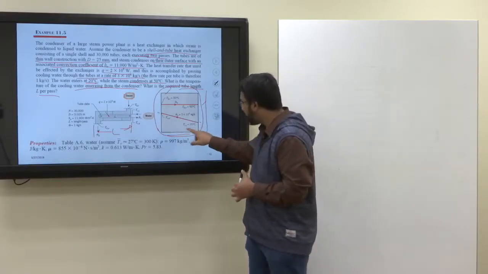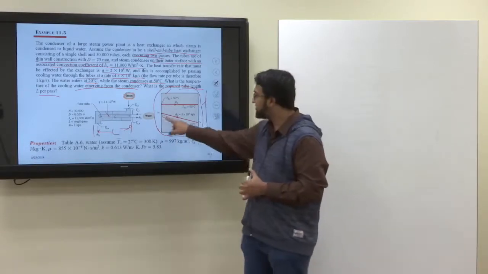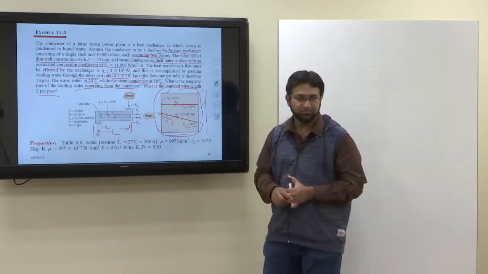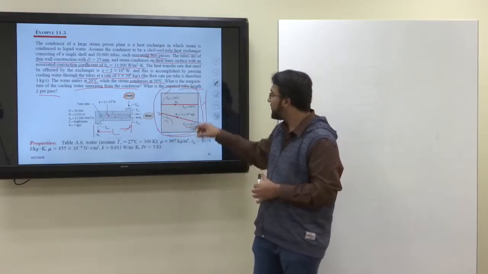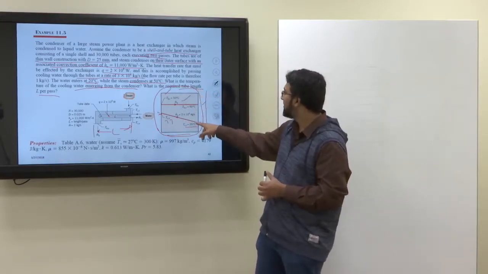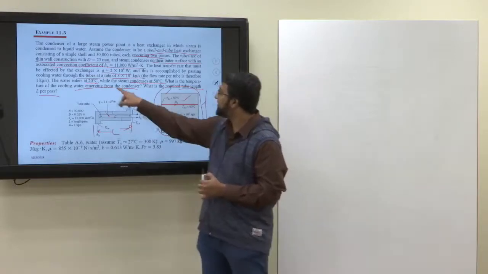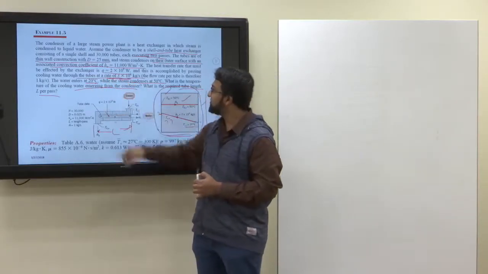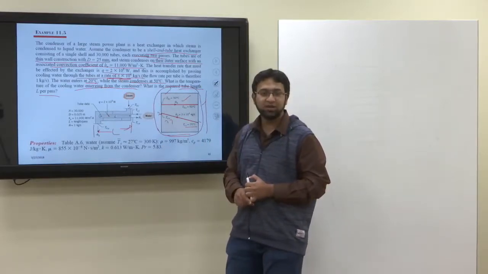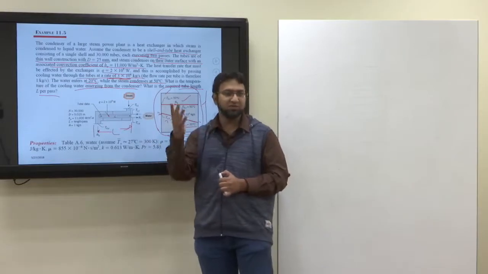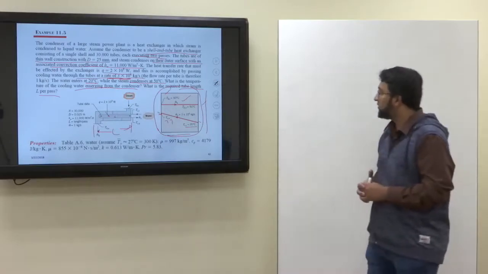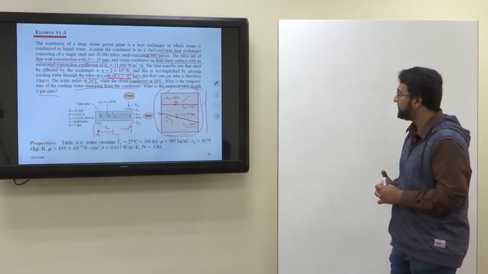So T cold inlet enters at 20 degrees. We don't know the exit. This is actually one of the things we need to find, T cold outlet. Mass flow rates are given, right? No, the mass flow rate of only the cooling water through the tubes is given. But what is the mass flow rate in the shell? That's not given. So this is the problem.